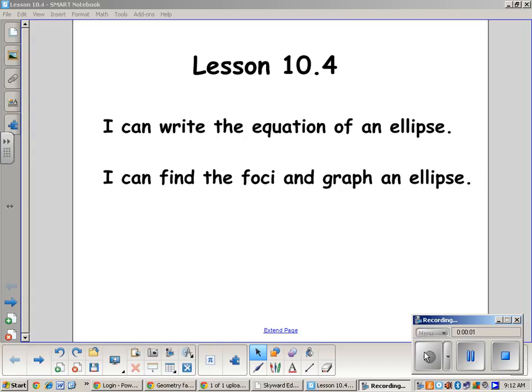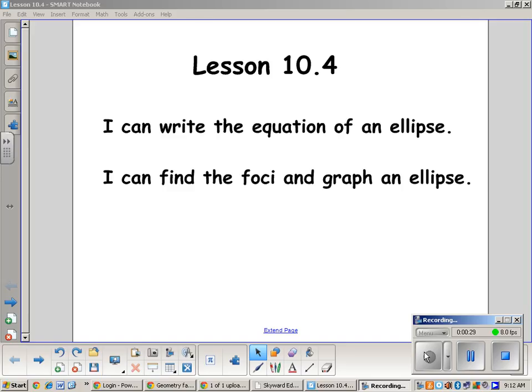Talk about ellipse. We want to write equations of ellipse. We want to find the foci. I always pronounce it foci. I've never really looked it up to see if it's proper, although I've heard people on occasion pronounce it foci. But what it means is plural for focus.